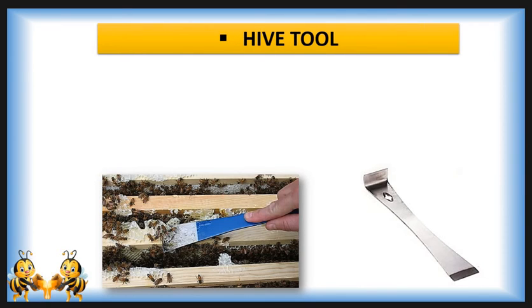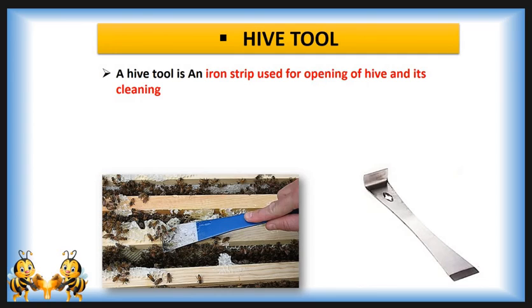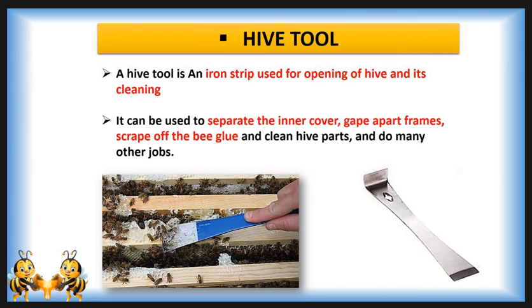Then the hive tool. A hive tool is an iron strip used for opening the hive and cleaning it. It can be used to separate the inner cover, gap apart frames, scrape off the bee glue, clean hive parts and do many other jobs. It is a flat piece of steel with a shaft at one end.